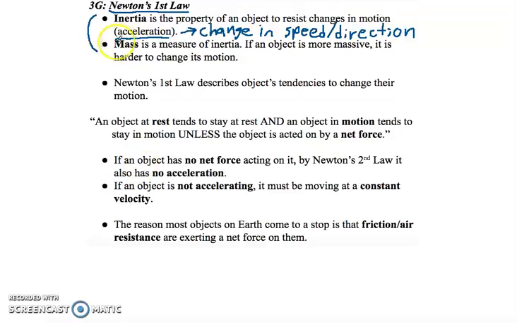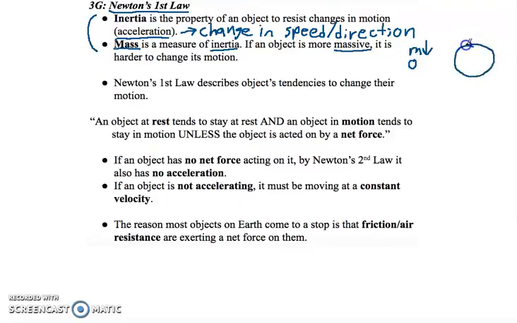The other concept that we need to think about is mass. Again, mass, very familiar at this point. Mass is a measure of inertia. So if you have more mass, you have more inertia. If an object is more massive, it's going to be harder to change its motion. So if you have a tiny pebble, its mass is pretty small. Its inertia is also going to be small. It's going to be easy to move that around, speed it up, slow it down, move in different directions.